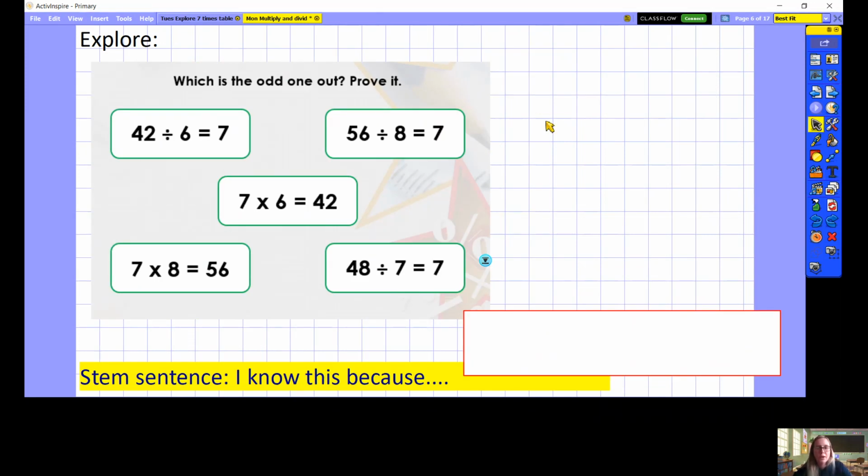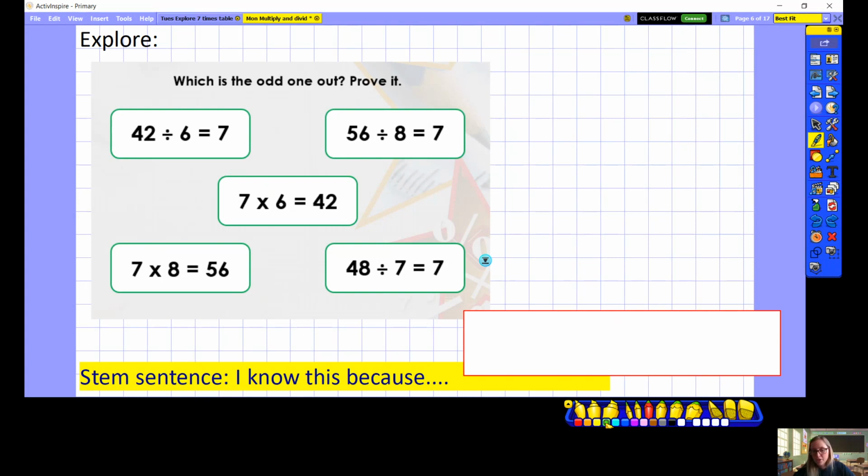Okay, so here's my next question to you. Which is the odd one out, and can you prove it? So I want you to look at all of these calculations and work out which one is the odd one out, and can you tell me why? Can you explain why using I know this because? So you've got 42 divided by 6 equals 7, 56 divided by 8 equals 7, 7 times 6 equals 42, 7 times 8 equals 56, and 48 divided by 7 equals 7. So I want you to pause the video now and see if you can work out which is the odd one out.